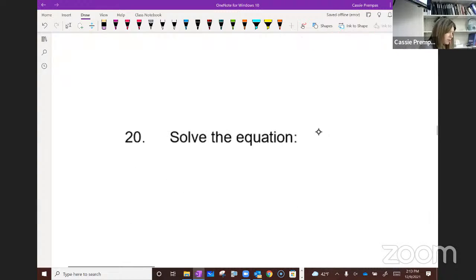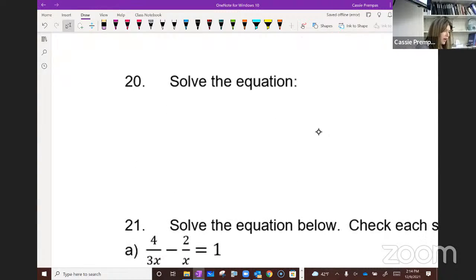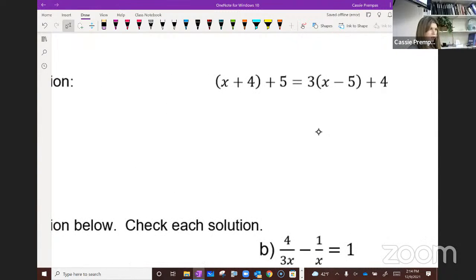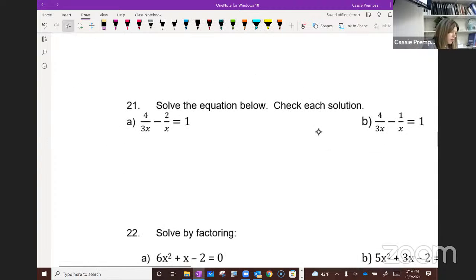All right, moving on to number 20. Number 20, actually, I'm going to let you guys do that on your own. I think you all can solve that equation, but we did review it. Do keep in mind to distribute the 3. Don't do it now, though. We'll do it during free time. Let's move on to 21.